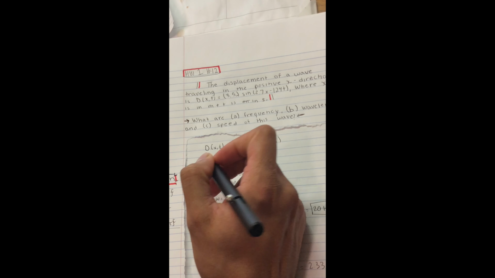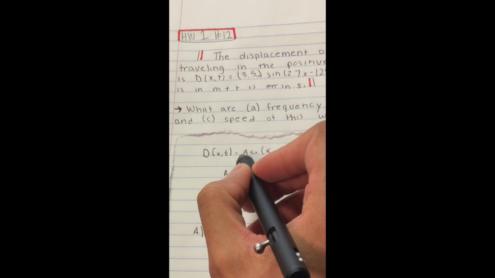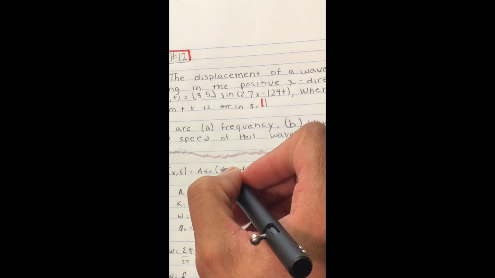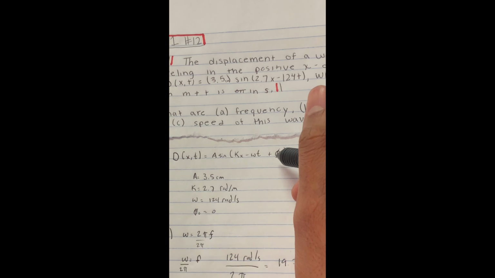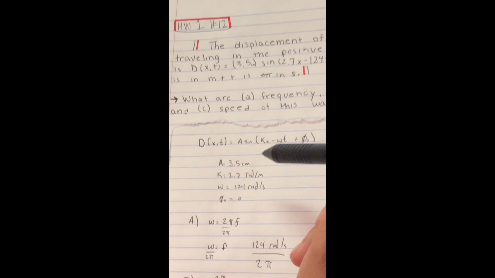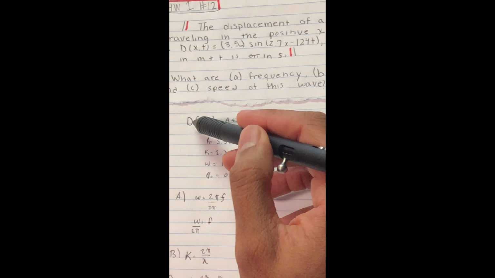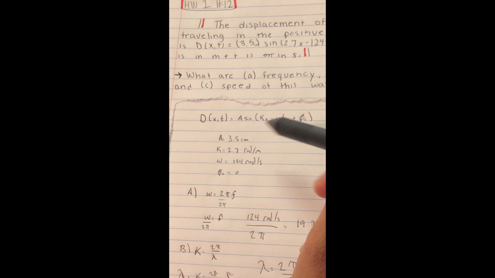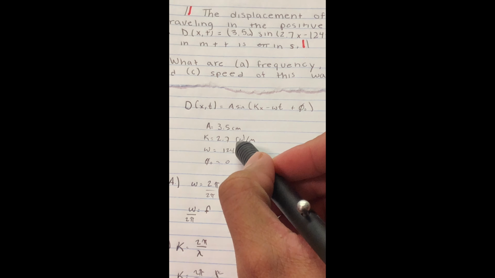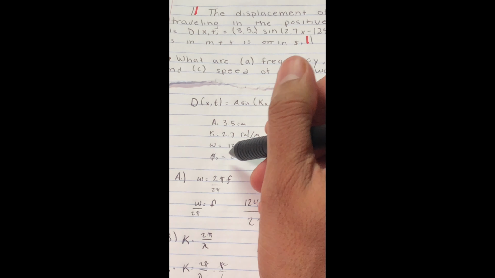To start out, you write this equation, which is given in the equation sheet: d_x(t) equals A sine(kx minus wt plus phi naught). We start the problem by writing down our givens. Look at the equation given and the equation on the equation sheet, and you can see that A is 3.5 centimeters, k is 2.7 radians per meter, w is 124 radians per second, and phi naught is 0.